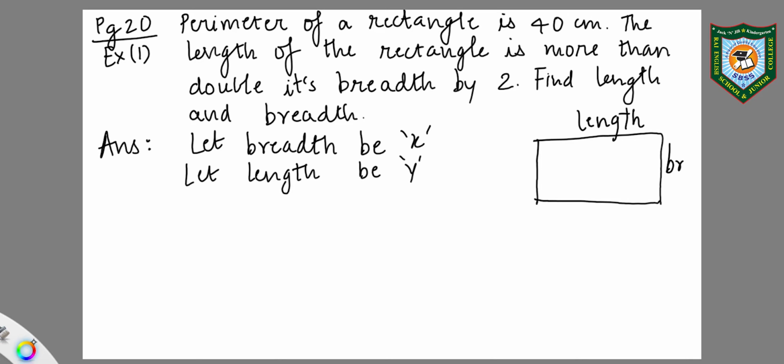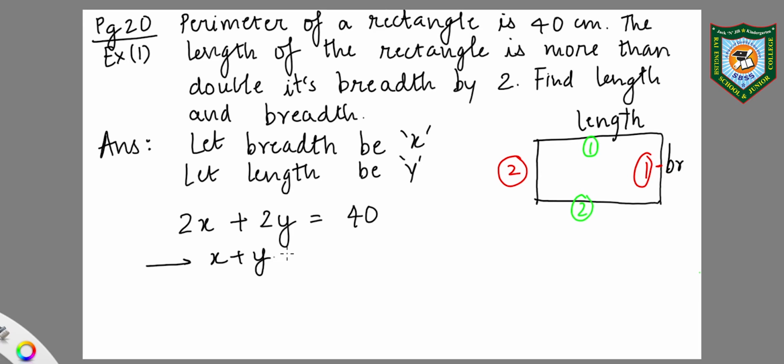Now perimeter of a rectangle is given as the sum of all sides. So I have one breadth here, I have two breadths here. So therefore I have 2 times x plus, I'll represent it with a different color, I have one length here and the second length here. So I have 2x plus 2y is equal to 40. If you keep solving this, you will get x plus y is equal to 20. So this is my equation number 1. Now, the first sentence of the word problem gave me equation number 1.